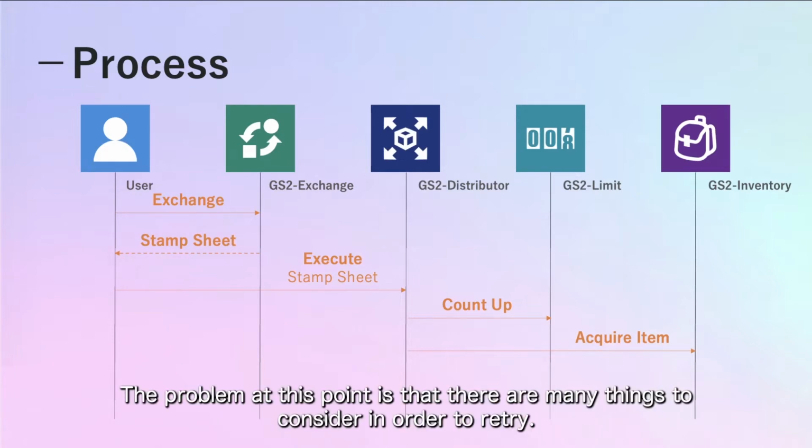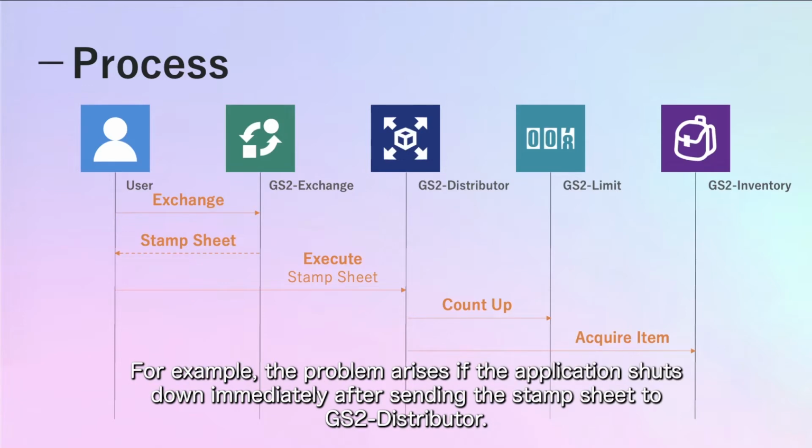The problem at this point is that there are many things to consider in order to retry. For example, the problem arises if the application shuts down immediately after sending the stamp sheet to GS2 distributor.